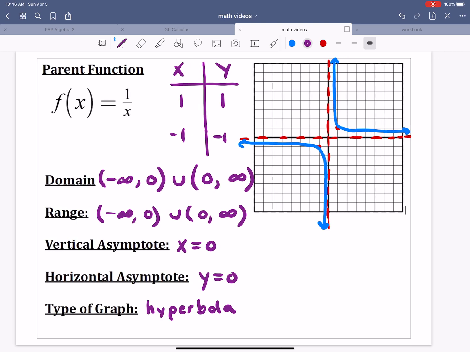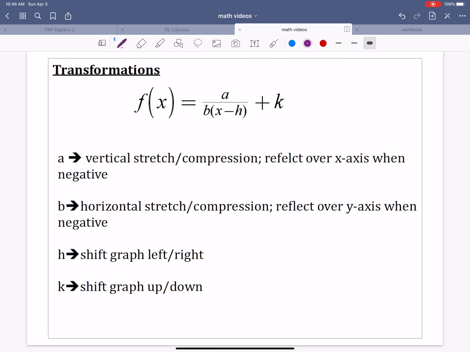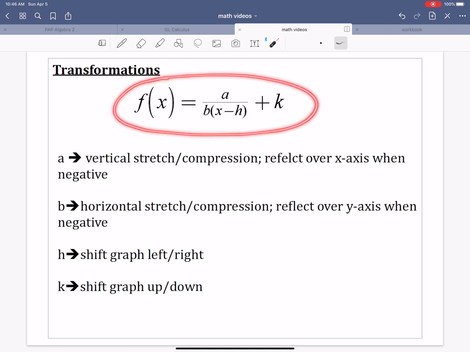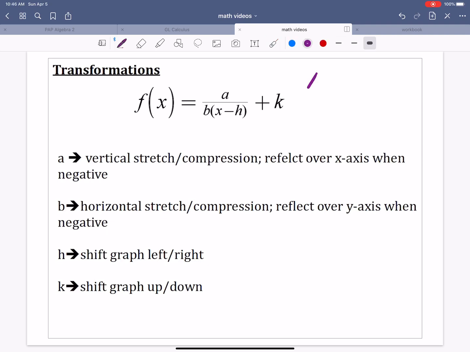All right, now let's talk specifically about some transformations, okay? This is really important to look at here. This is basically what the most complicated type of reciprocal function is going to look like. So if I actually plugged some numbers into that, it could look like f of x equals 2 over 3 times x minus 1, plus 4. Something along those lines is as complicated as reciprocal functions get.